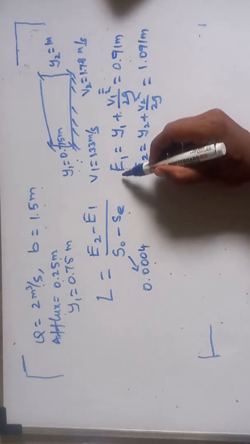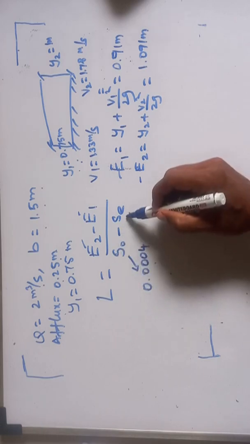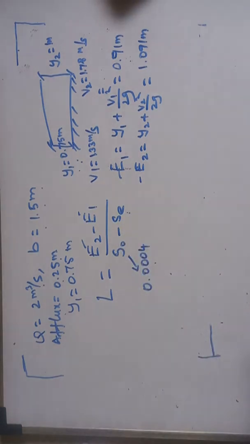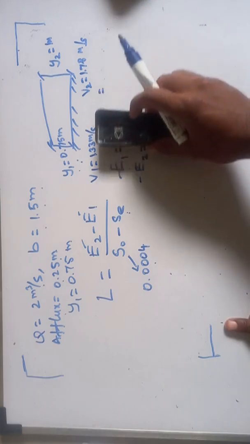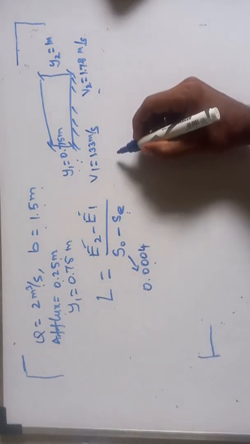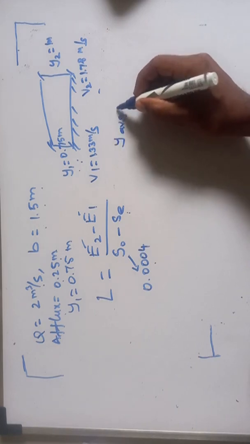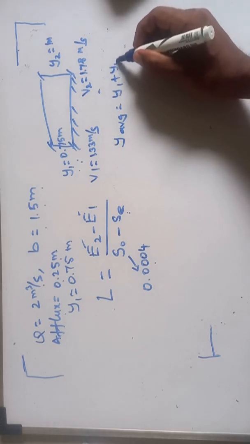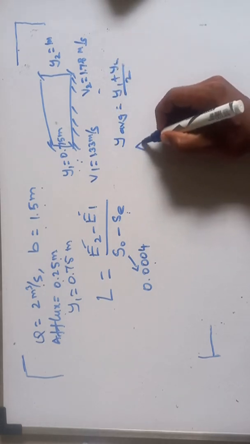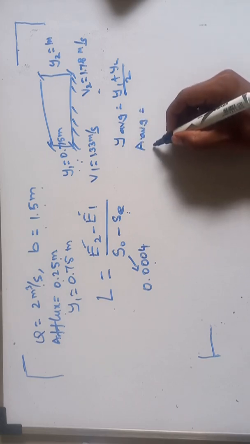S0 is given, now I calculated E1, now I calculated E2. These three values we know. The only thing we don't know is SE. We have to calculate that SE by using average parameters, as we did in the dynamic equation of gradually varied flow. So for SE, I have to calculate y average, y1 plus y2 by 2. I have to calculate A average. Then I have to calculate P average.